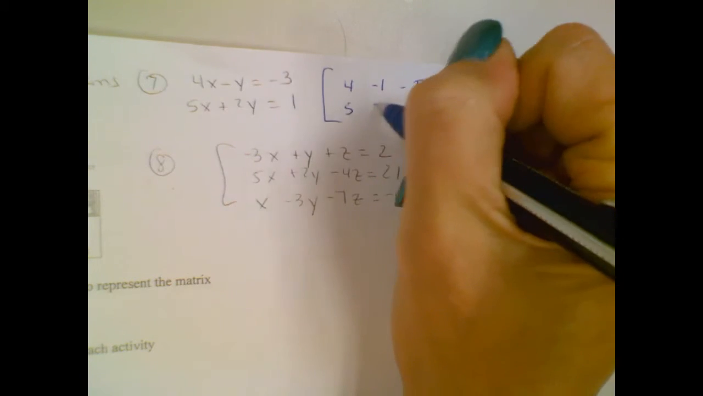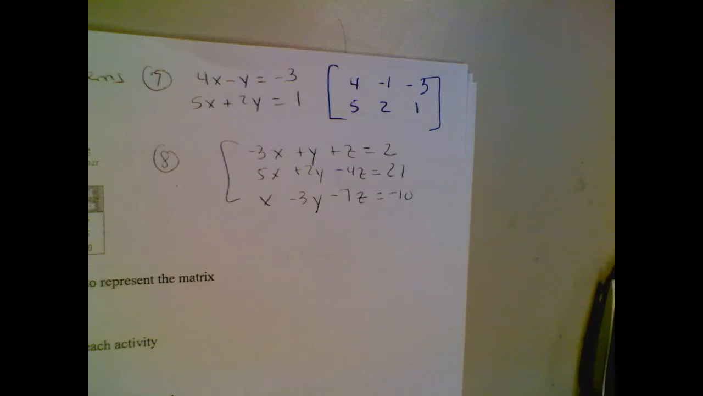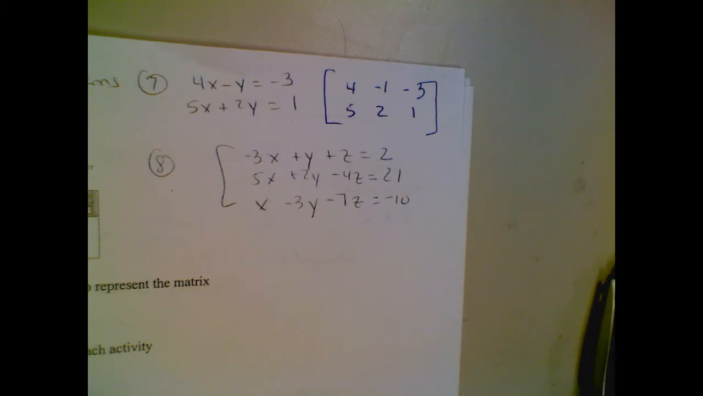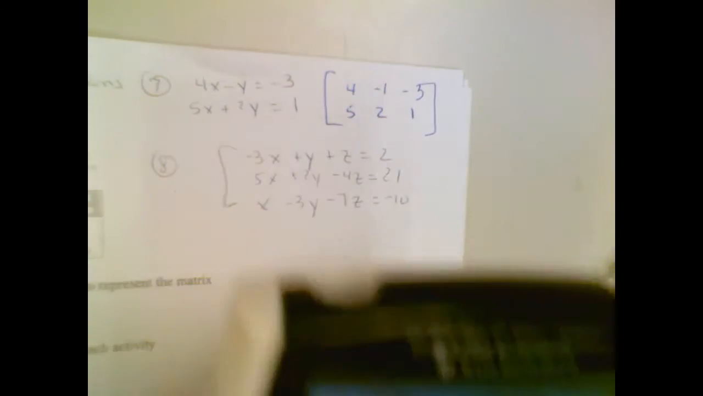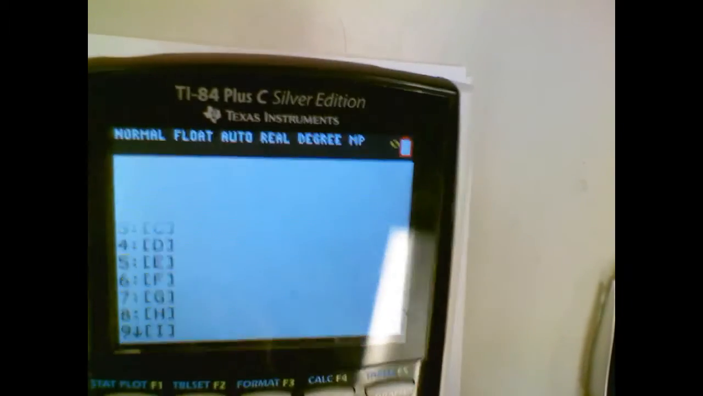5, 2, 1. Now, I want you guys to enter this as a 2 by 3 matrix. Does everyone know why this is a 2 by 3 matrix? 2 rows, 3 columns. So if you want to clear out what's in there right now, press second +2, 5, delete. Second matrix, edit, 2 by 3.